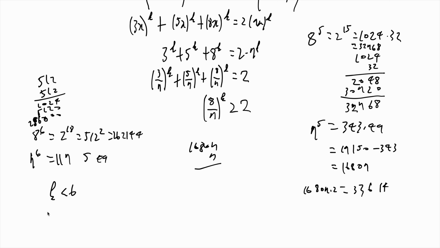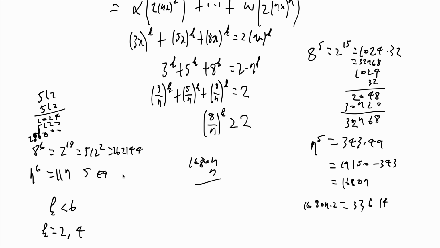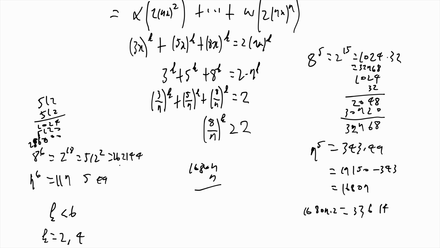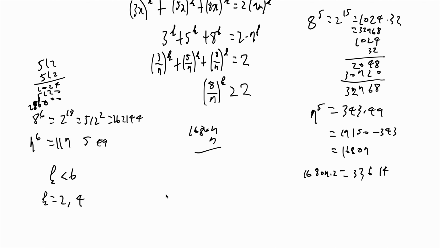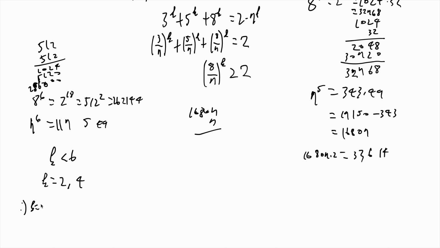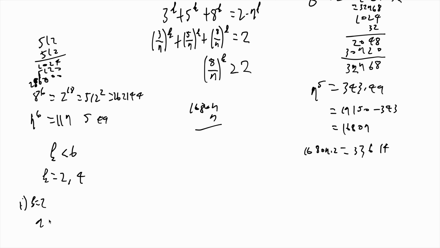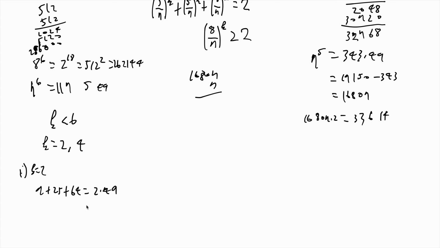Therefore, k could be either 2 or 4. Wait, can it be 0? No, 0 doesn't work, obviously. So let's try 2 and 4. It's quite painful, but when k equals 2, we have 9 plus 25 plus 64 equals 2 times 49. Is this correct? Okay, so 80, 89, 98. Nice. The second case is when k equals 4.